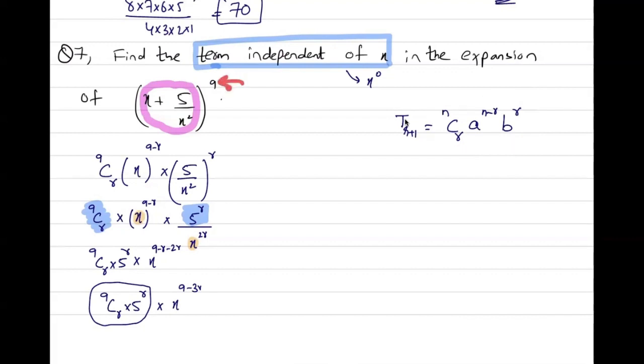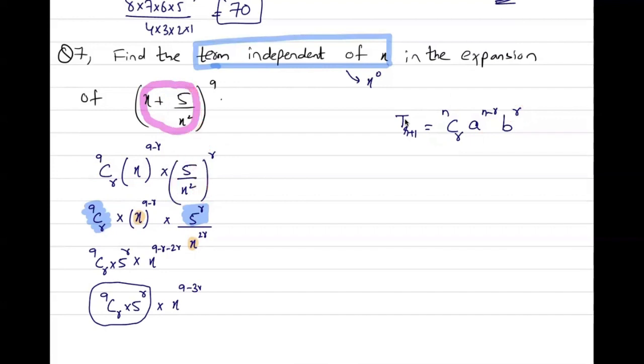Okay. So 9Cr is the first part. Now a is the first term over here, that is x. So x to the power of n minus r, that is 9 minus r, times the second term, that is 5 upon x square to the power of r. Is this step clear? Yes, the step is clear.